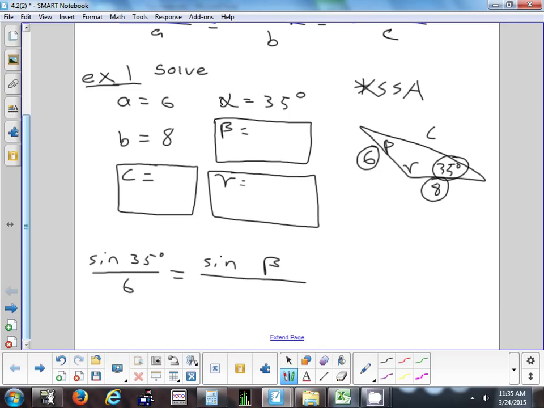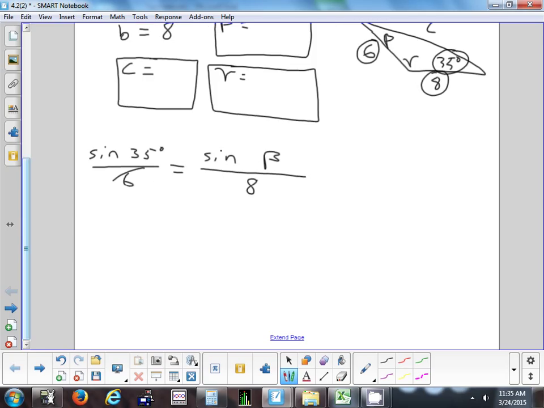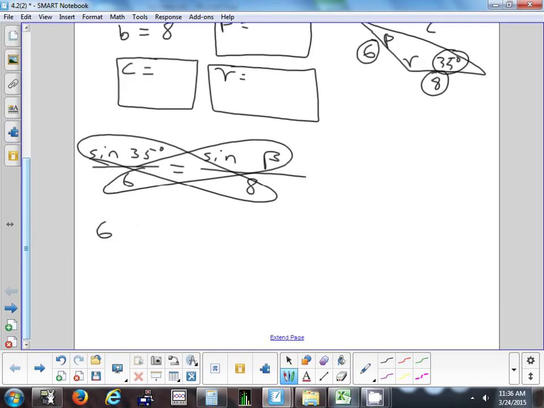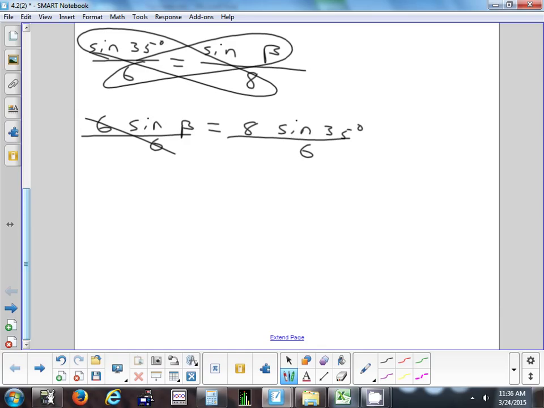Sine of an angle, divided by what's across from it. Okay, we'll cross multiply. Okay, so far there's nothing new. This is all the stuff we did yesterday. 6 sine beta equals 8 sine 35. Move the 6 to the other side by dividing by it. And now I've got sine beta equals 8 sine 35 over 6.